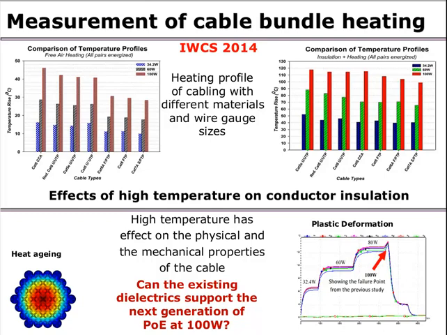Well, the standardized current level for IEEE 802.3bt is 600 milliamps per pair. But to energize the cable with 100 watts, we would expect the current level to be higher than 1 amp. I don't know them by heart, but this can be provided after the webinar. Okay, great. Thank you very much.